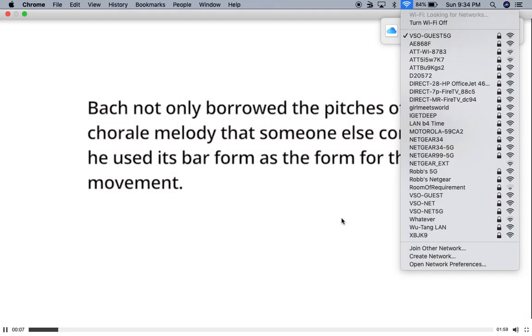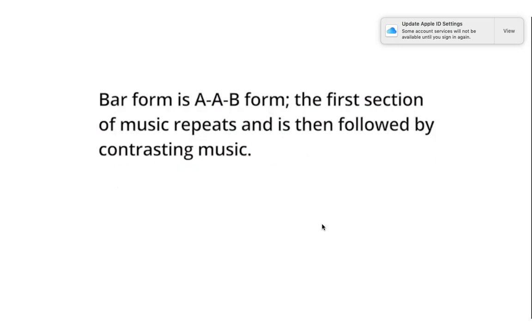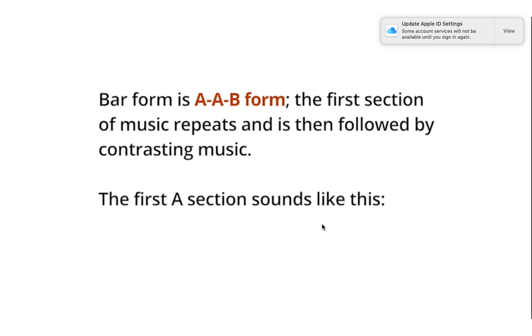Bach not only borrowed the pitches of the chorale melody that someone else composed, he used its bar form as the form for this movement. Bar form is AAB form. The first section of music repeats, and then is followed by contrasting music. The first A section sounds like this.